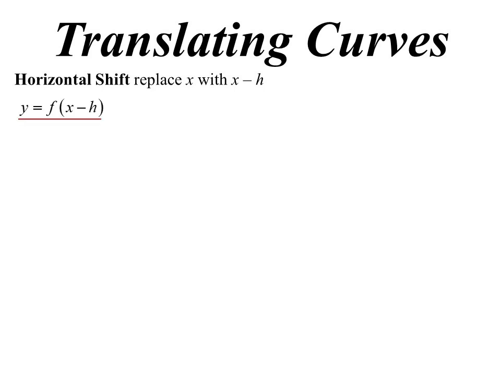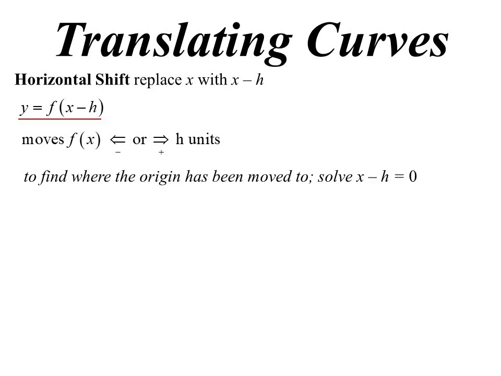So y equals function x minus h. And that will effectively move it left or right, in the negative direction or positive direction, h units, depending on whether h is a positive number or a negative number. And if you're ever unsure, then think of it this way: where did I move the origin? Because 0 is always an easy number to work with. You have a look at it and say, well, what would x minus h equals 0 give me? And that's where the origin would have moved to.